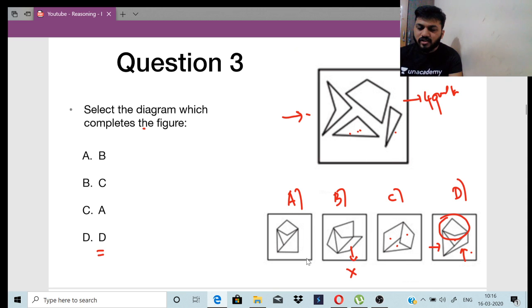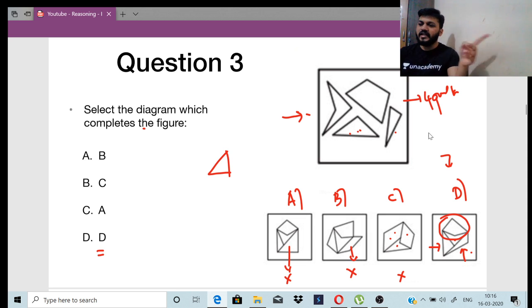And option A is also wrong because this is a right angle triangle. We do not have a right angle triangle, है ना? So it is option D. Option C has only 3 parts, 1 2 3, so option C is wrong. Option D has all the 4 parts, so option D is the right answer, the fourth one.